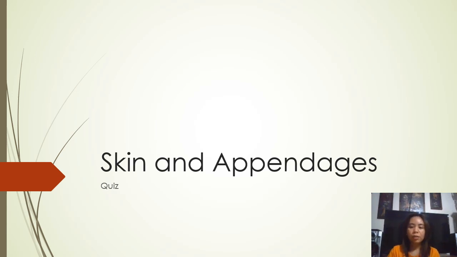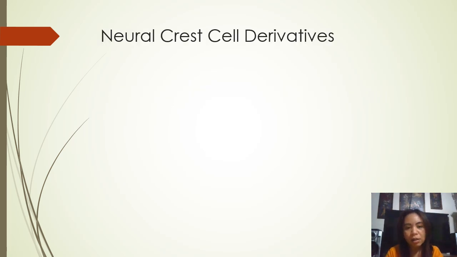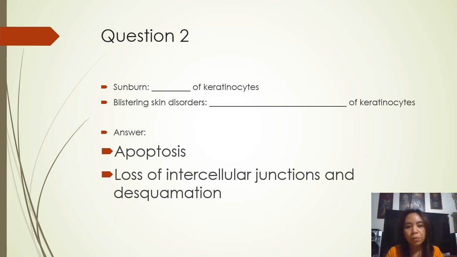Good day, everyone. Today we are going to talk about skin and appendages and have a quiz. So, question number one, embryology. Melanin producing cells are called melanocytes, are derived from what structure during fetal development? It's neural crest cells. Question number two.